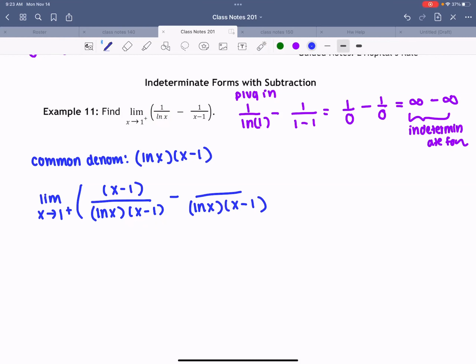What's the numerator of the second fraction? ln x, because to get from here to here, I had to multiply by ln x. If I do it on the bottom, I have to do it on the top. So this becomes ln of x. Does everyone see how I got the common denominator? I think so. All right.